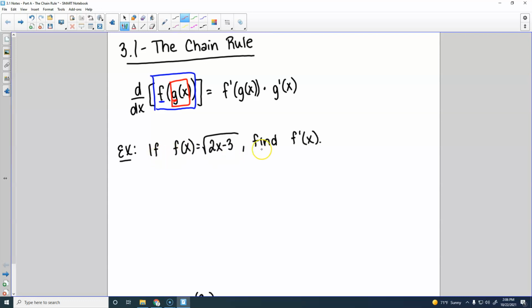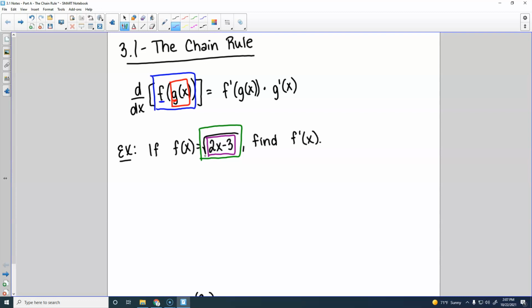So here's our first problem. We've got the square root of 2x minus 3. I've given you one of these before, but you had your calculator to take the derivative. So we're going to learn now how to do this by hand, where some of those problems I've given you before could now become ones that would show up on the calculator inactive section. So the outside here is that square root. The inside is going to be this 2x minus 3.